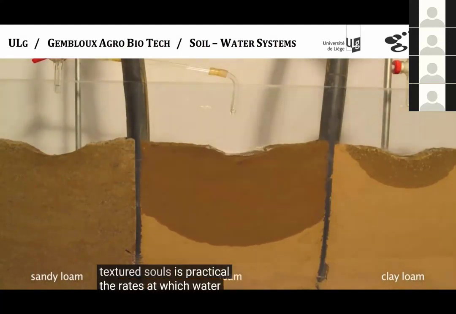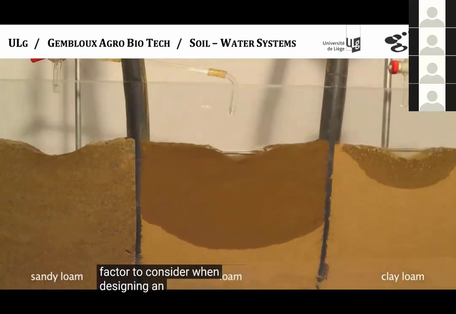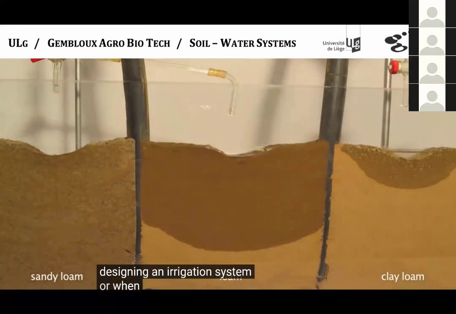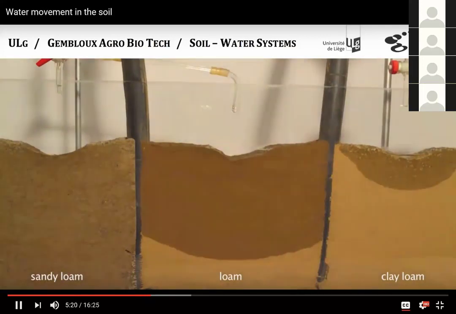The rates at which water would enter the soil is an important factor to consider when designing an irrigation system or when deciding on cultural practices for use in erosion control. All right, now to the good stuff, hopefully.